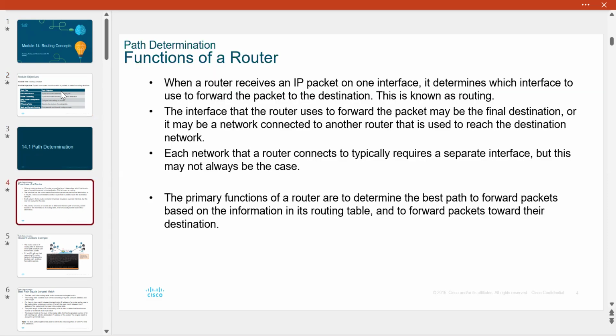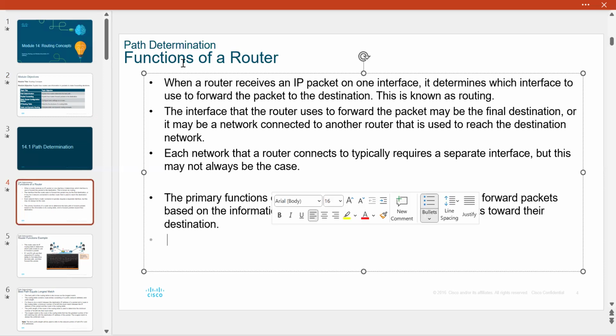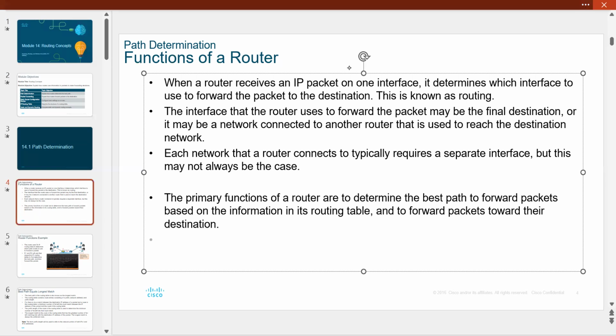Functions of a router. When a router receives an IP packet on one interface, it determines which interface to use to forward the packet to the destination. The interface that the router uses to forward the packet may be the final destination, or it may be the network connected to another router that is used to reach the destination network. So basically, we might have something like this.